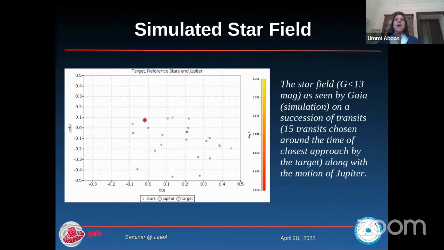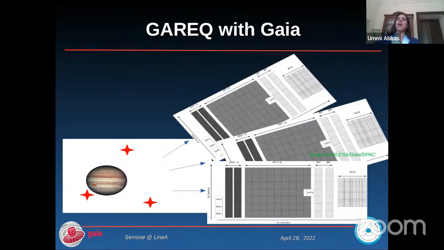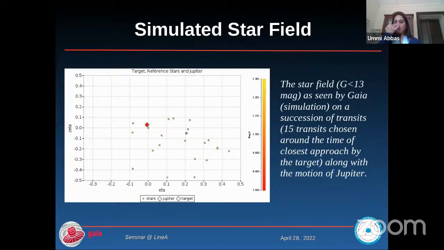And we see, for example, on different transits, as the focal plane moves across the field of stars and Jupiter, it doesn't observe Jupiter directly, but it observes the stars surrounding Jupiter. On these different transits, we have different field angles, so eta and zeta coordinates. Here, for example, I show eta and zeta coordinates observed by simulated observations by Gaia around the GAREQ field, this particular event in 2017, so I simulated this effect.